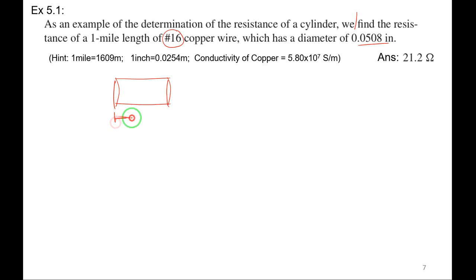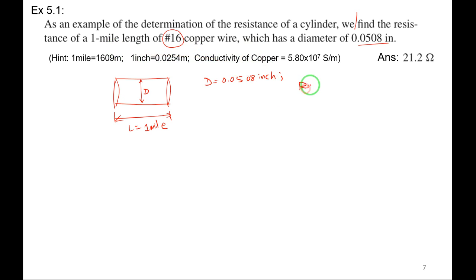Okay, the length of the conductor L is 1 mile, right? Then the diameter of the conductor, D, is 0.0508 inch. Okay, this is given. What is asked?